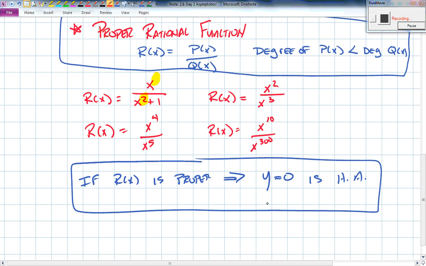Yes. Absolutely correct. Hey, you guys, is there another name for the line y equals 0?